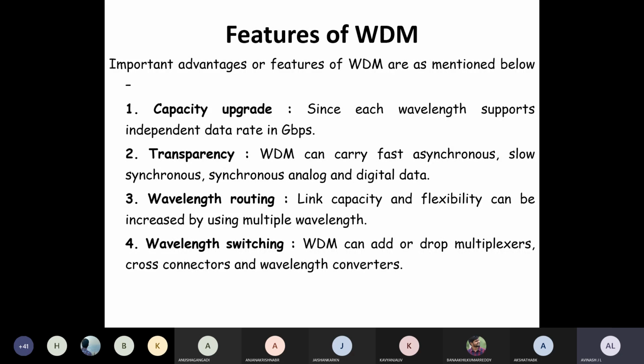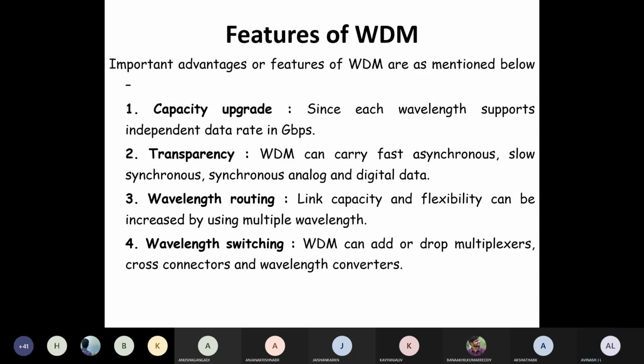So what do wavelength converters and cross connectors mean? Lambda 1, the first wavelength you transmitted, can be given as a cross connection with respect to lambda 3. So lambda 3 and lambda 1 can be exchanged at the receiving side. That is called a cross connection.